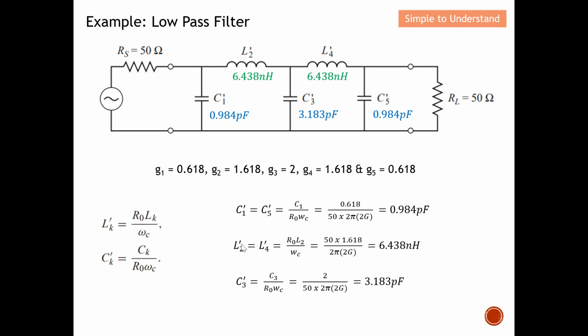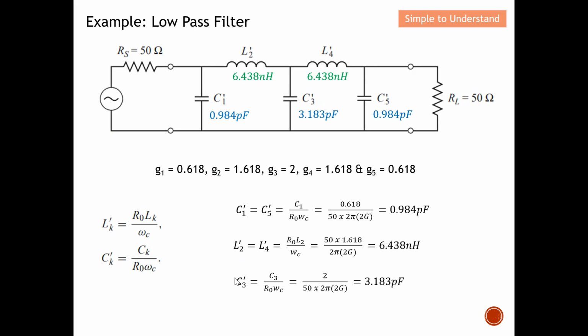As for L2, you will be using this set of formula. R0 will be 50 ohms, G2 is 1.618, divided by 2 pi f, where again the cutoff frequency is 2 gigahertz. If you punch this in your calculator, most likely you will achieve 6.438 nanohenry. So this will be the L2 value. They are symmetric: C1 and C5 are symmetric.